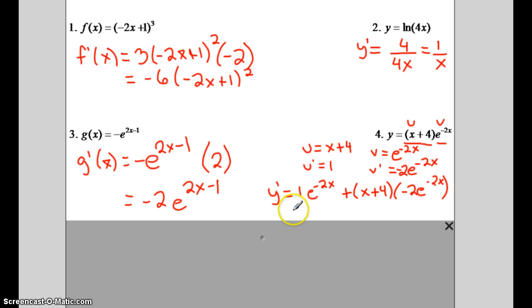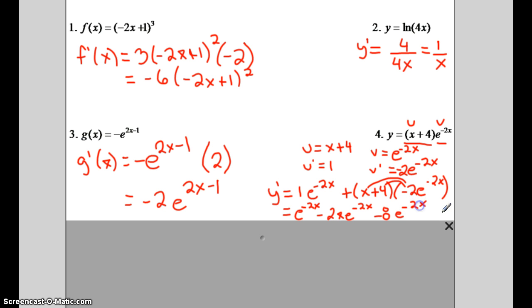This is set up correctly, but let's go ahead and simplify this a bit. I've got e to the negative 2x. Let's distribute the x plus 4. So that means I have negative 2x and then e to the negative 2x, which occurred when I distributed this x. So negative 2x e to the negative 2x. Now when I distribute the 4, I'm going to have negative 8 and then e raised to the negative 2x.